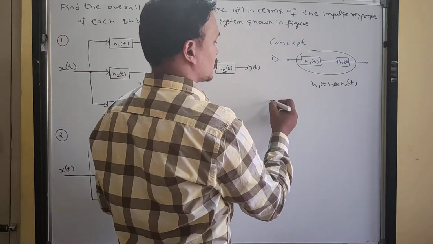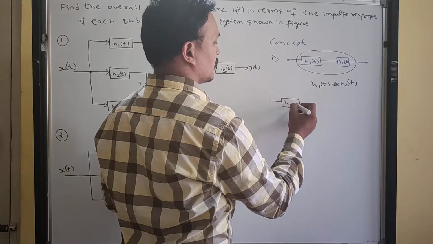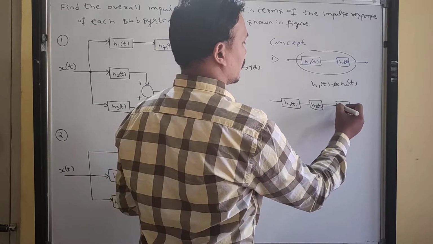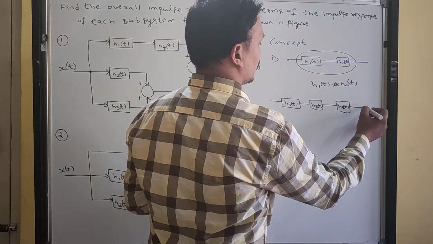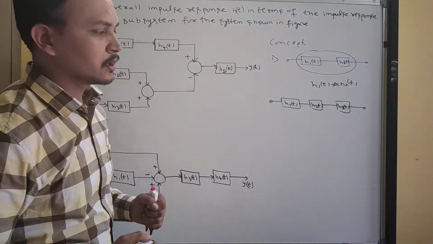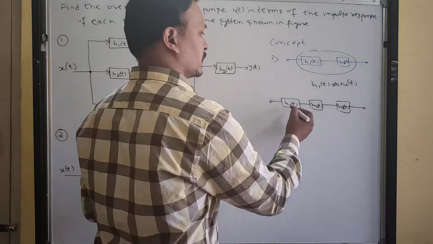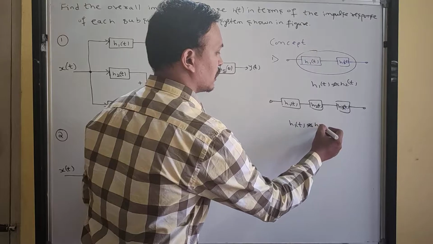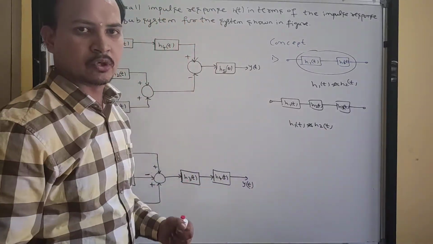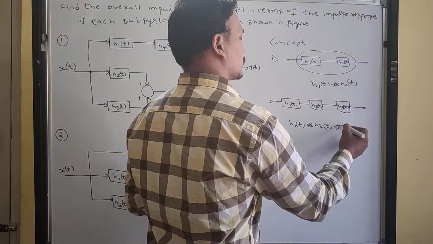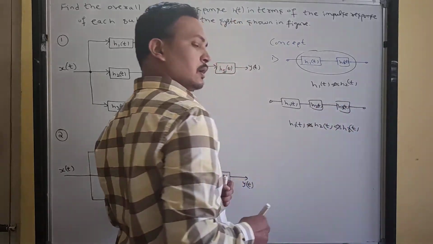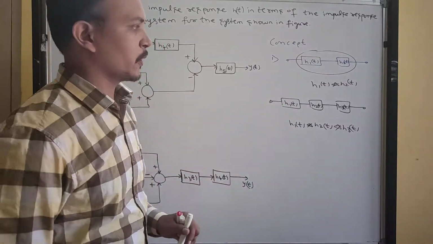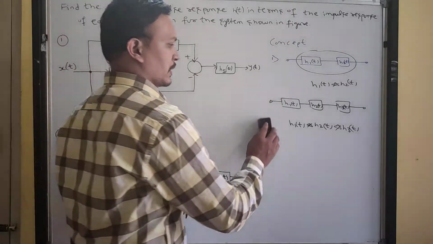Suppose they are connected like this: h1 of t, h2 of t and h3 of t. Now I connected 3 in series. Then what is the overall impulse response of these subsystems? When they are connected in series, you add the convolution symbol: h1 of t convolution h2 of t convolution h3 of t. Okay, got it? So when they are connected in series, you can use this logic. Use the convolution symbol.